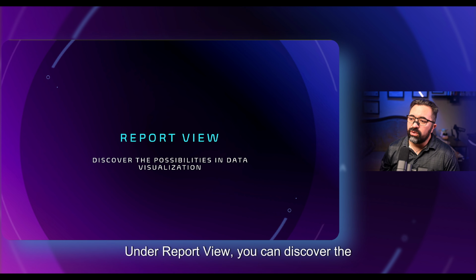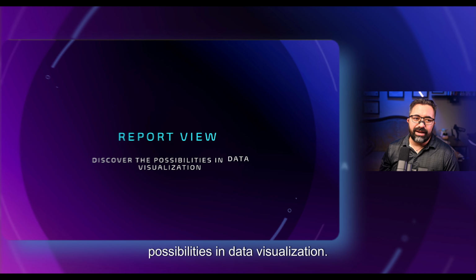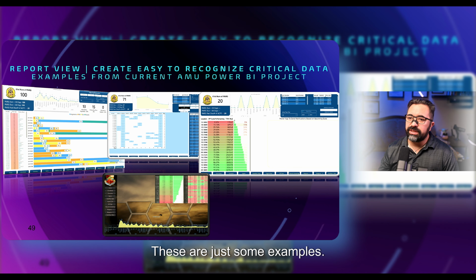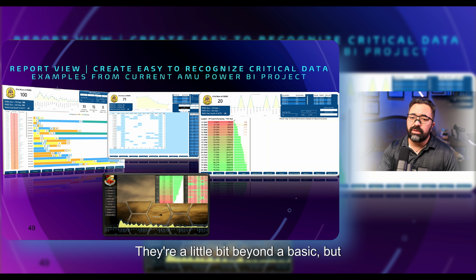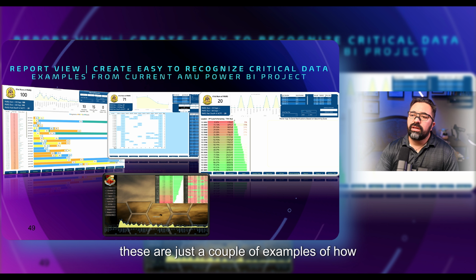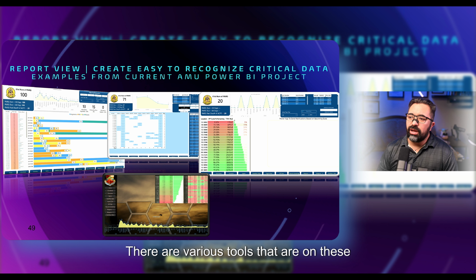Under report view, you can discover the possibilities in data visualization. These are just some examples. Visually speaking, they are clean and they're a little bit beyond a basic, but these are just a couple of examples of how to show information. There are various tools that are on these dashboards. Between data tables, there are bar charts and slicers. There's also a picture that is used as a background.